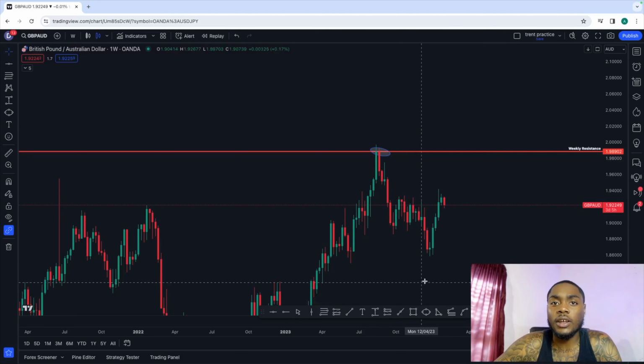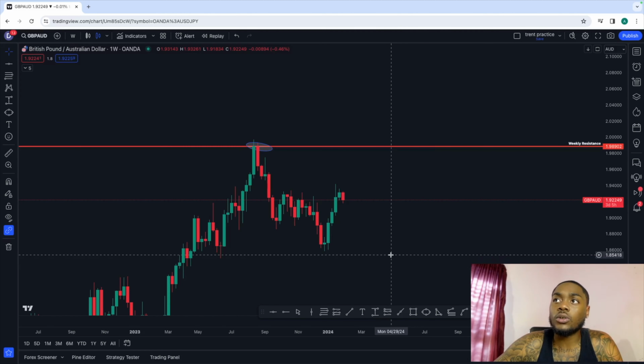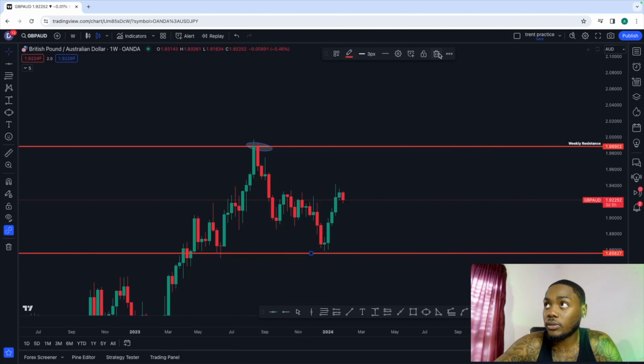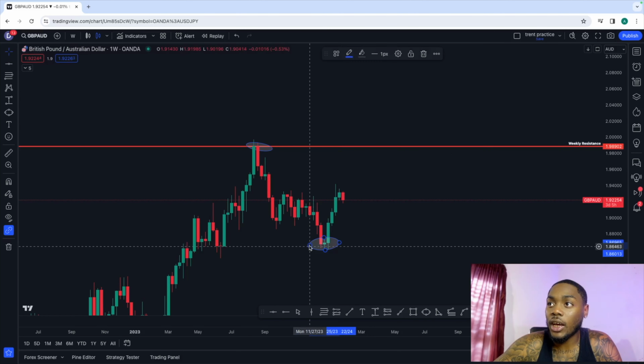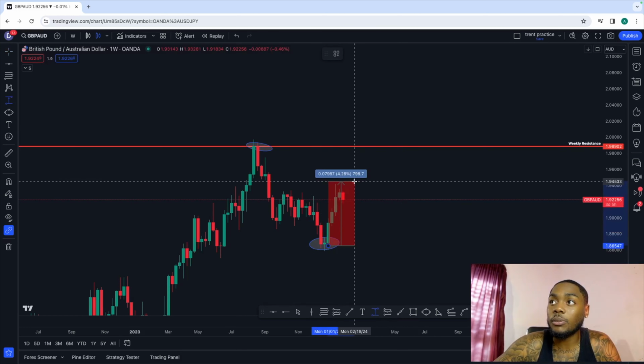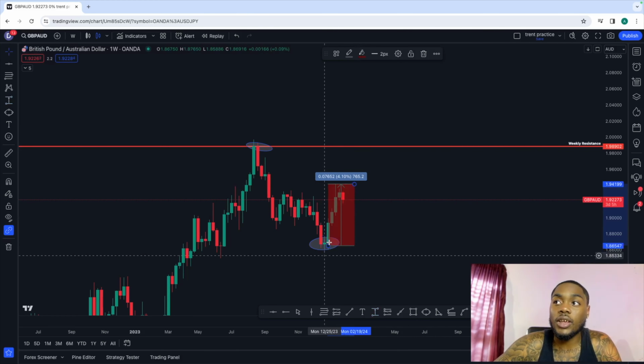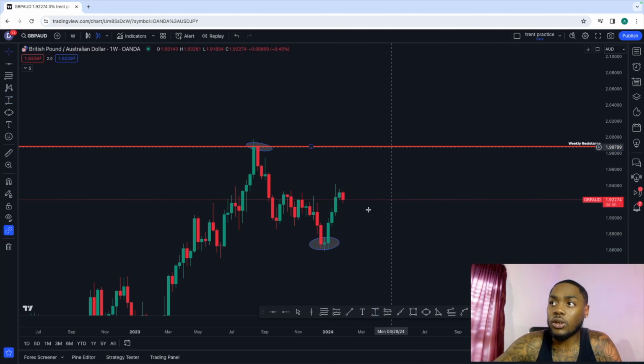Now it's time to find our weekly support. So I'm going to go to the last place that the buyers came in and really pushed the market. Right here is where the sellers came in and pushed the market down. If I go right here in this area, I would consider this area to be a weekly support because buyers came in and pushed the market up. We can see about 700, almost 800 pips since the buyers came in at this price. So let's go ahead and mark that up.